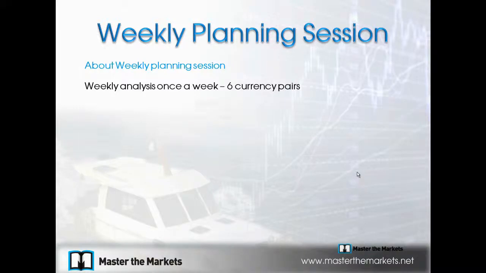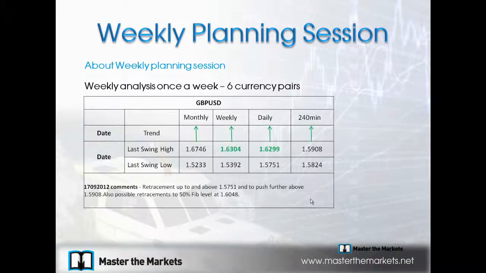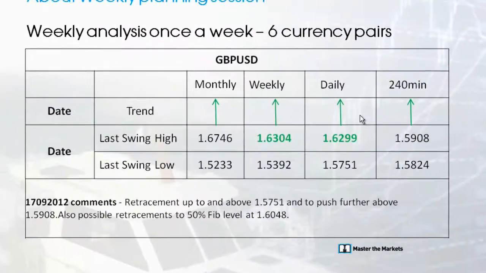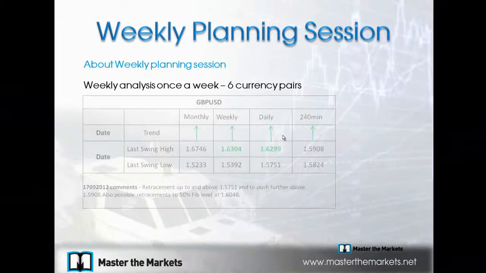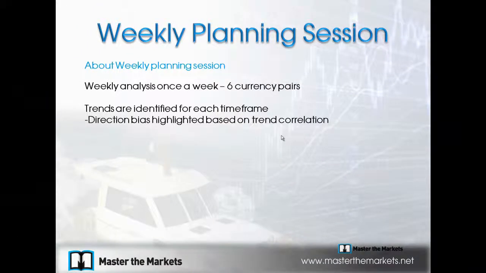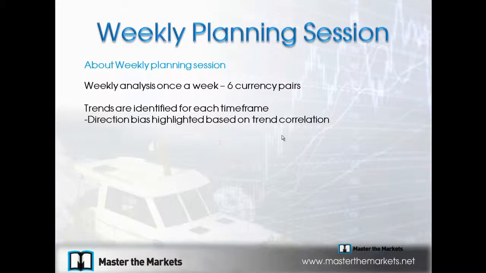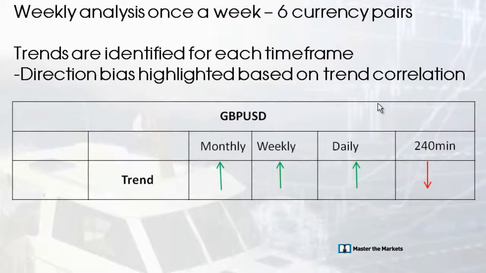Now, the table that we will be updating will look something very similar like this. And I'm just going to go through in detail what each component of this table really means. It is very similar to the daily market outlook table. Let's take a look at the first component of the table. Firstly, we will be identifying the trend based on each time frame, and the direction of the trade bias will also be highlighted based on the trend correlation.